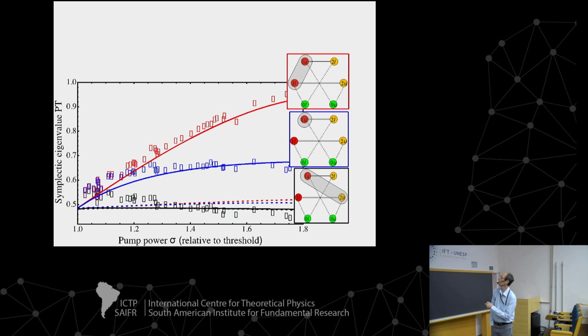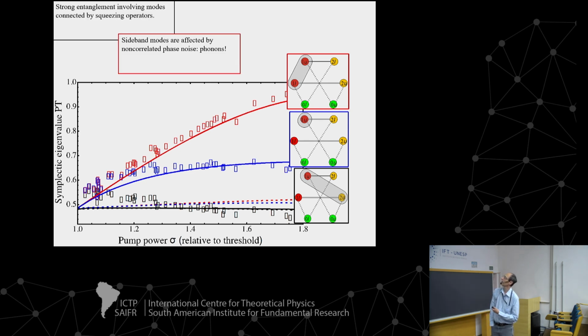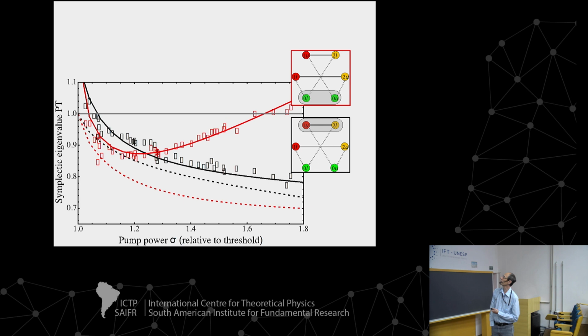The blue is when you take only one of the modes against all the rest. The black is when you take the two upper sidebands of the down-converted modes against all of the rest, and you see that you have even more entanglement coming out. And you can have that evolved in all other bipartitions.